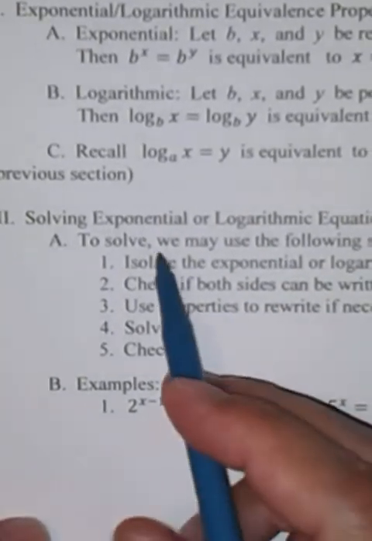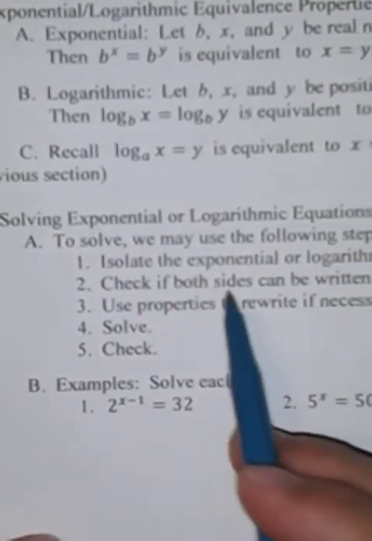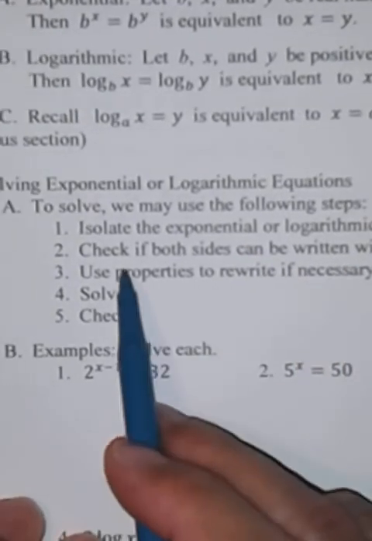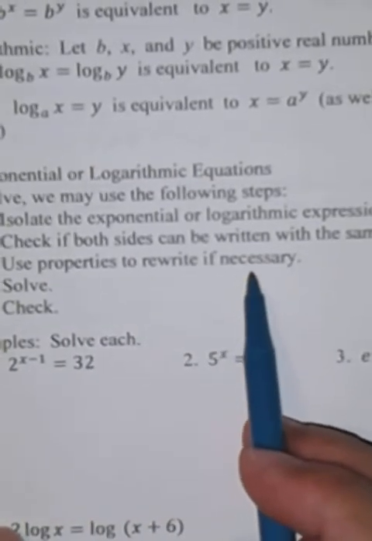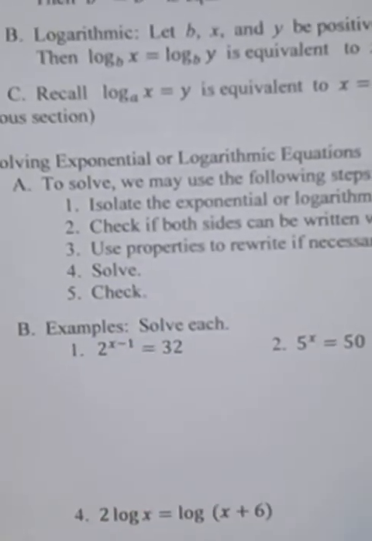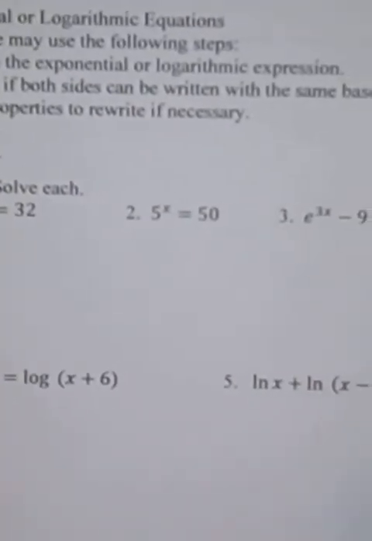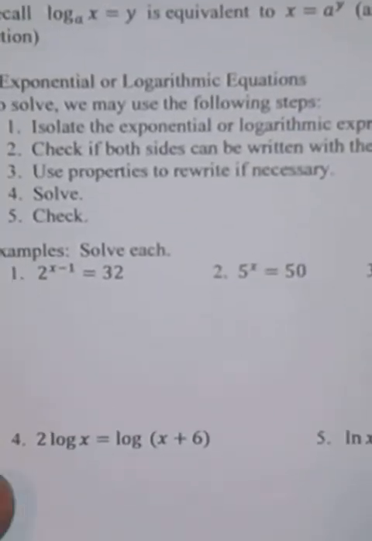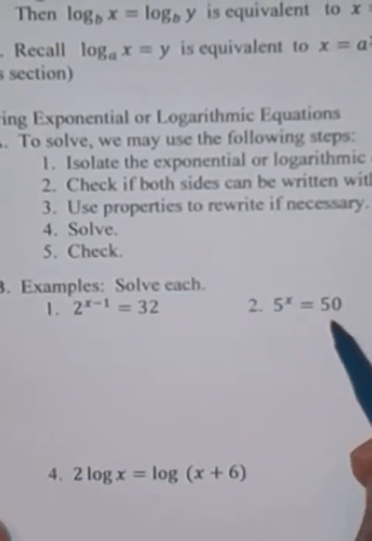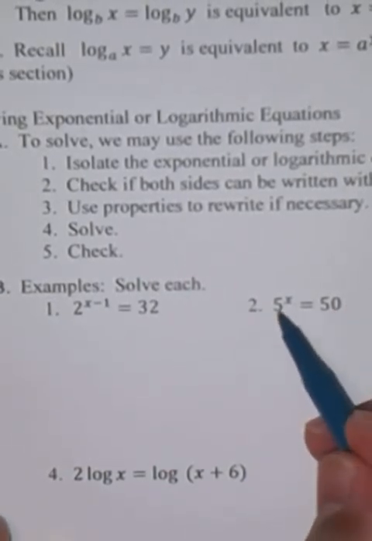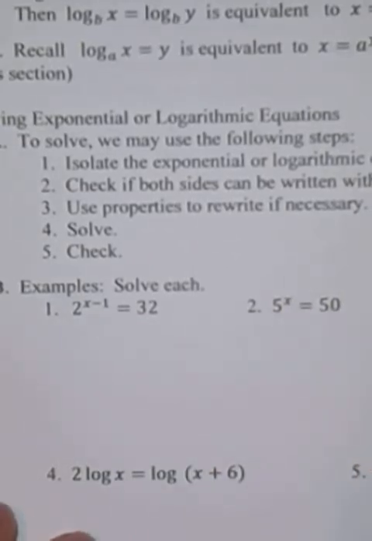Okay. So to solve exponential or logarithmic equations, in general, we can follow these steps. We isolate the exponential or logarithmic expression. Check if both sides can be written with the same base. If not, use properties to rewrite if necessary. Solve and then check. Let's try the even ones, 2, 4, 6, and 8. The examples and the other ones will be for class. Okay, so number 2 says, 5 to the x equals 50. The first thing I want to try to do is write 50 as a power of 5, so I can have 5 to the x equals 5 to the something. But I can't, right? 5 squared is 25, 5 to the third is 125.